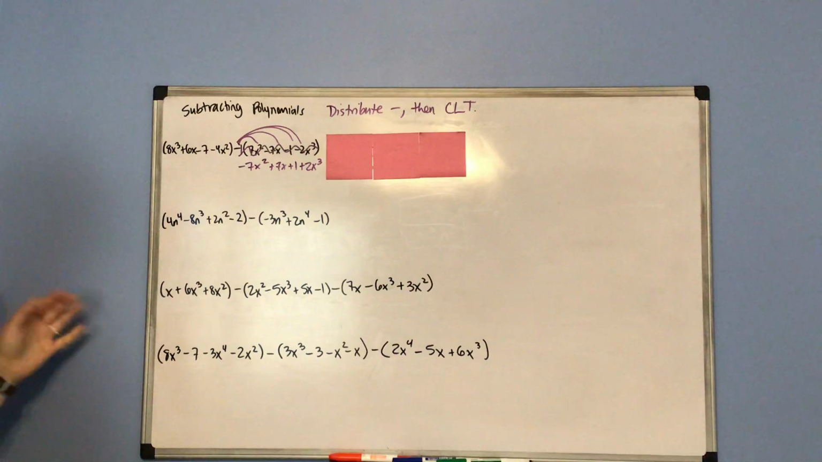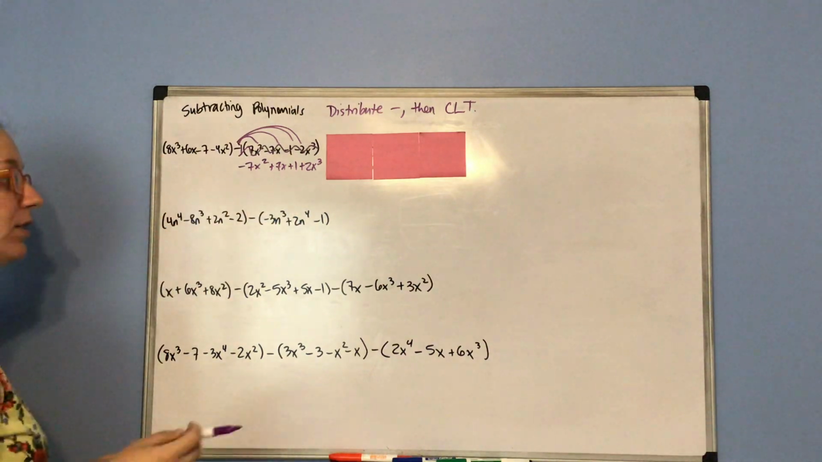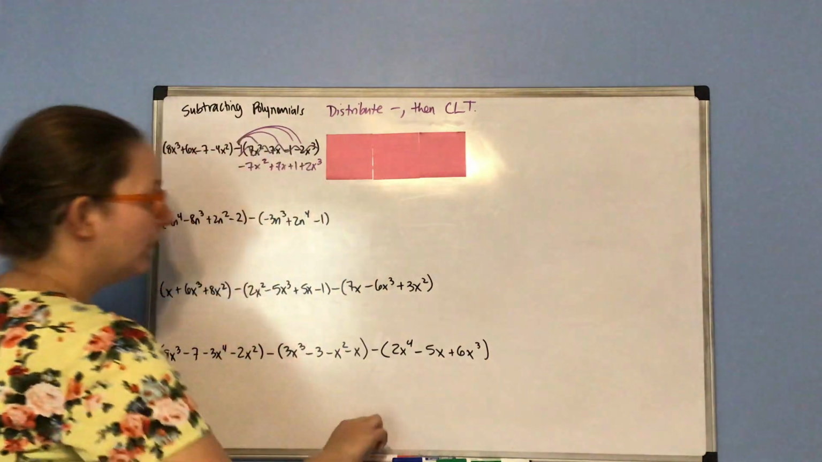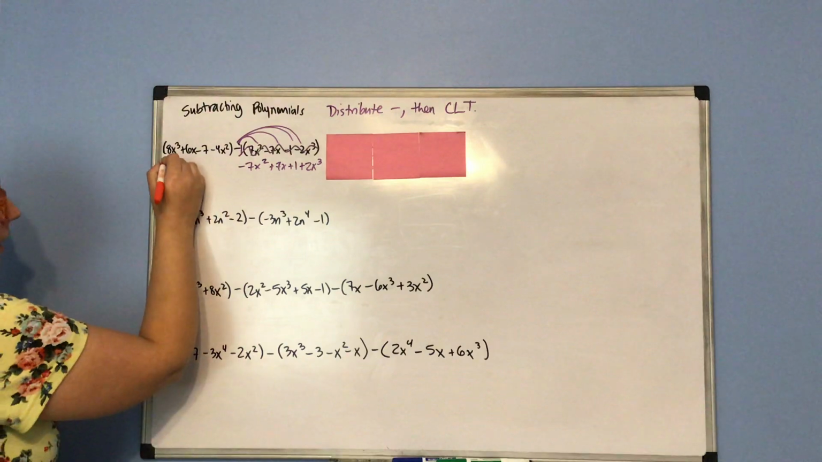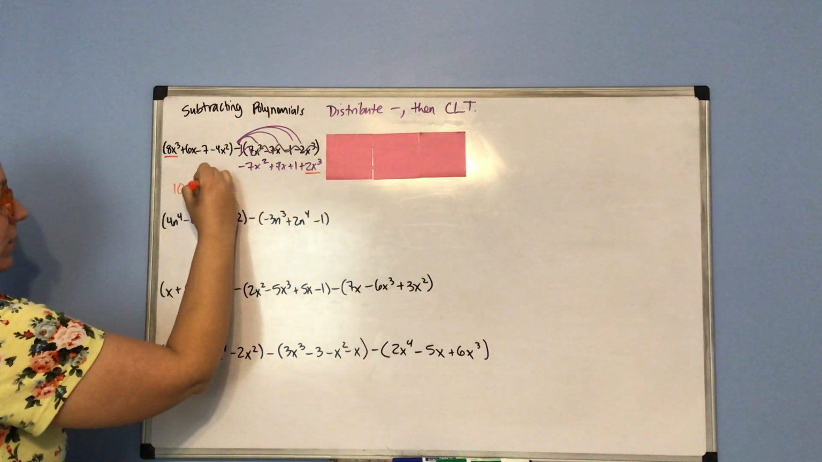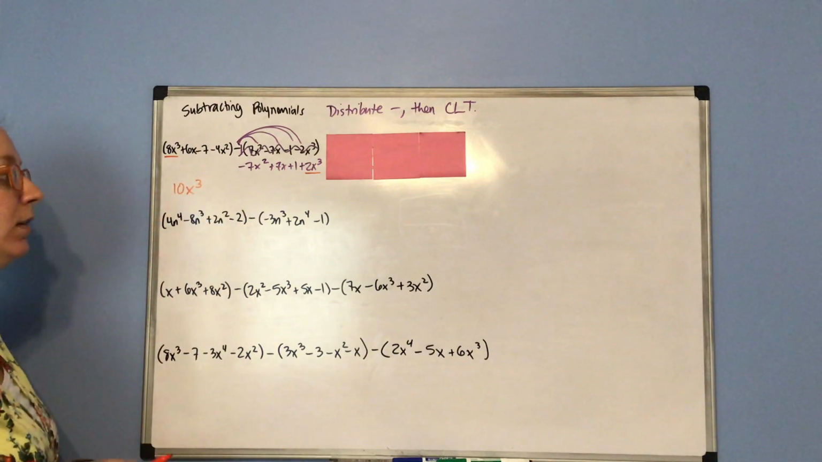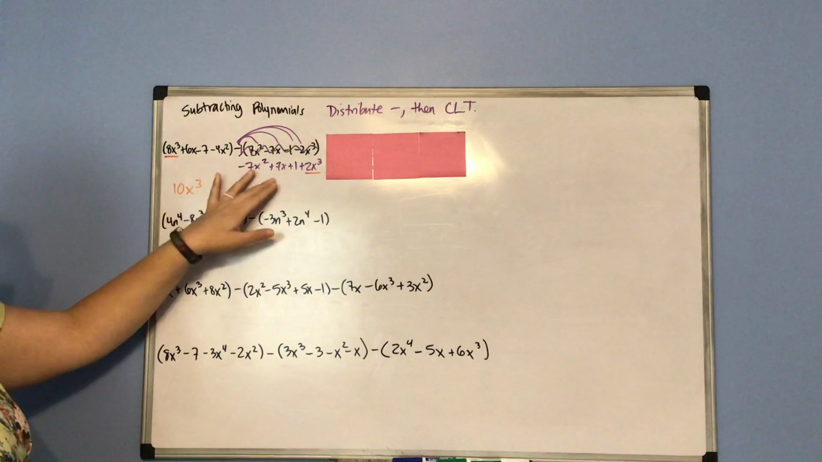Now, I'm not done yet though, because I still need to combine these with these. So I'm looking for like terms to combine just like we did when we added. I usually start with the biggest exponent, so let's do it that way. 8x to the third, 2x to the third. 8 plus 2 gives me 10x to the third. So again, once you've distributed your negative, you're just adding like terms like we did before.